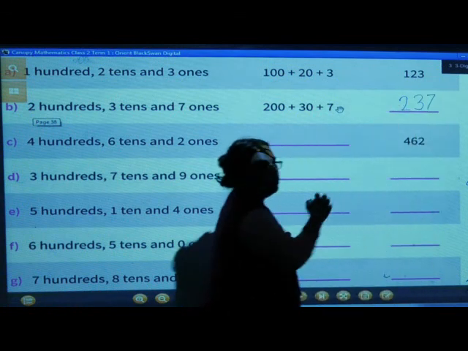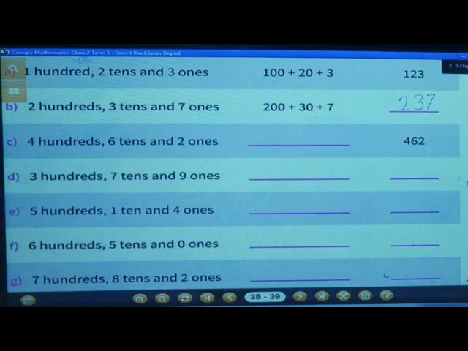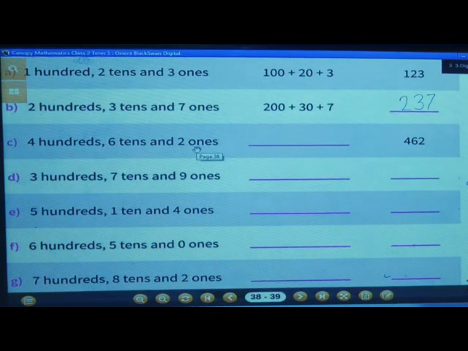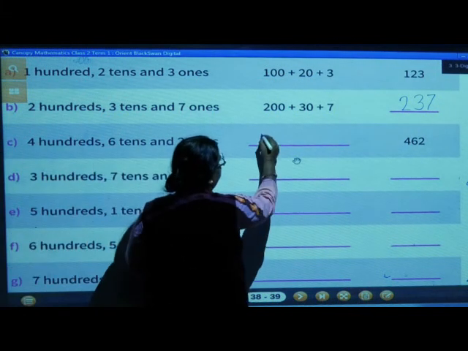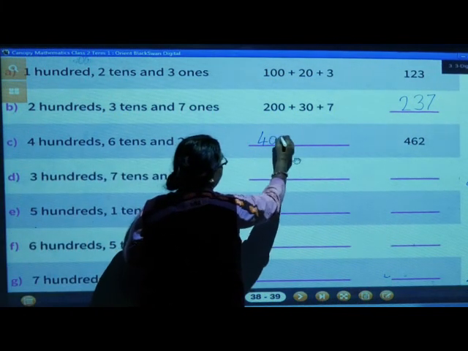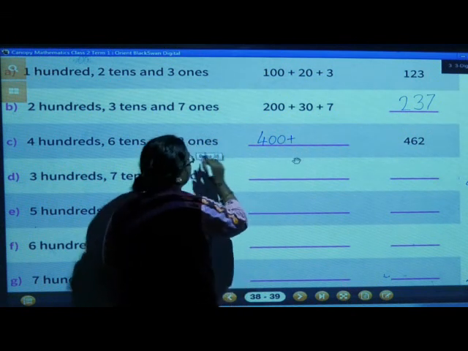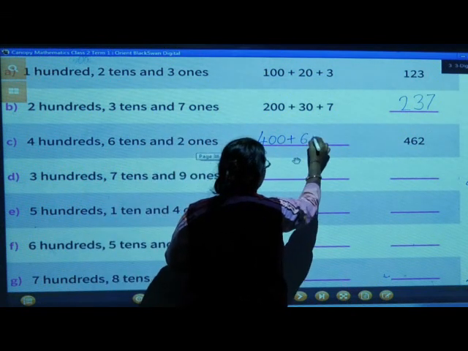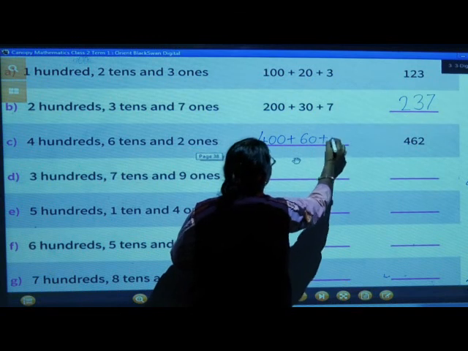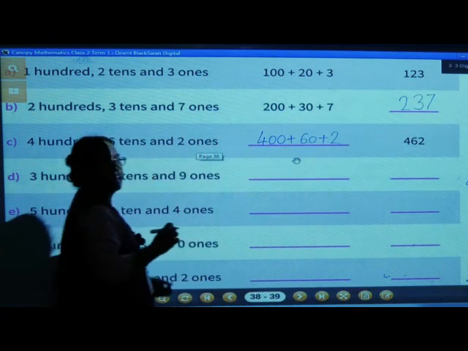Come on children, write with me. Finish B1. Now C1. Now who will tell? 4 hundreds, 6 tens and 2 ones. How will you write this now? 4 hundreds plus 6 tens and 2 ones. Yes, good. 4 hundreds means 400, plus 6 tens means 60, plus 2 ones. Is it correct, children?